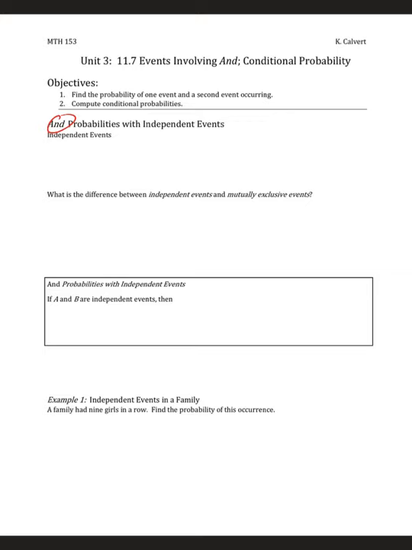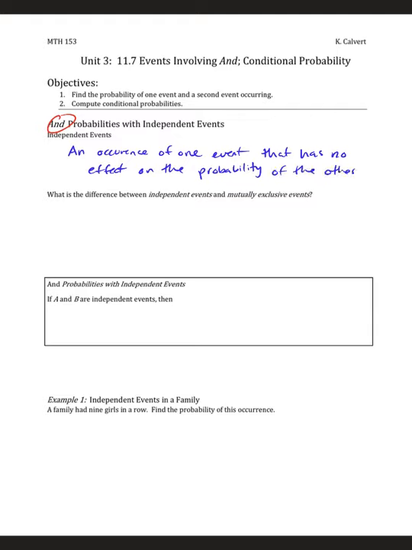An independent event is the occurrence of one event that has no effect on the probability of another event. So that's what we're going to write here: an occurrence of one event that has no effect on the probability of the other. Again, we're talking about two separate events here. This is saying it doesn't affect.